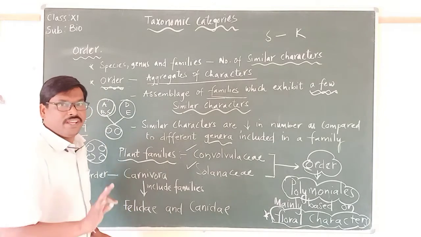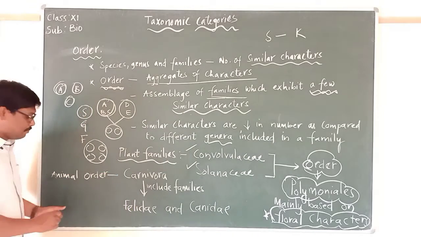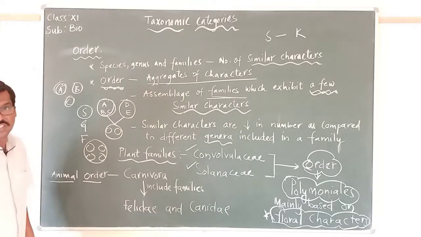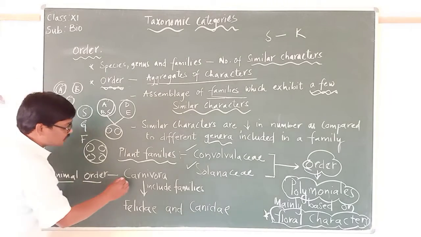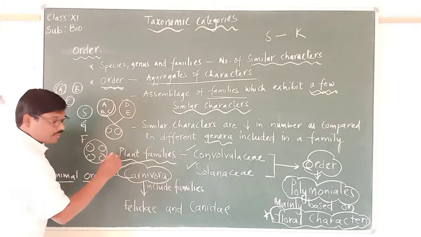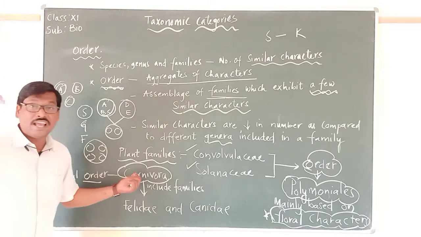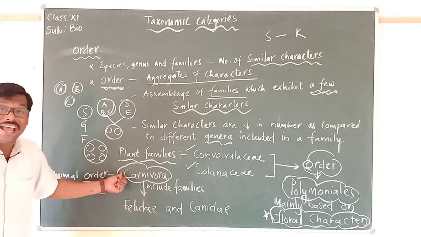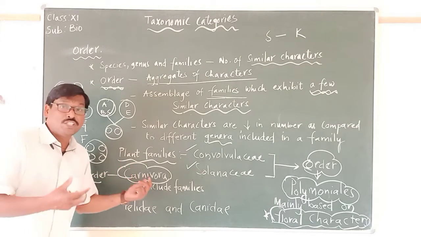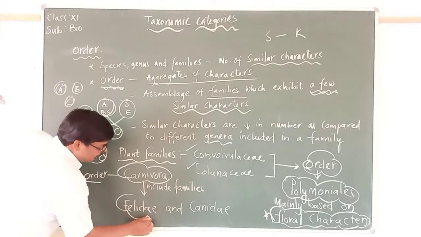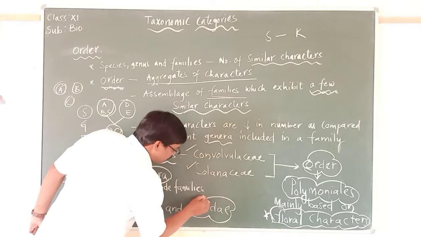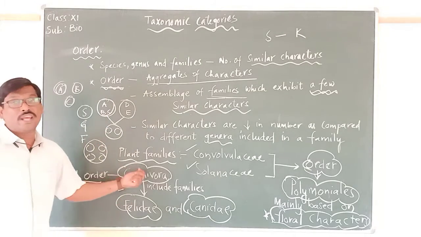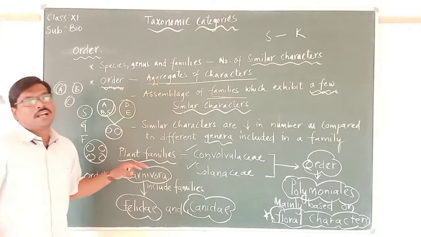In the same way, if you are looking at the animals, there is an order in the animals called as what? Carnivora. Okay, there is an order in the animals called as Carnivora. So here in this order called as Carnivora, there are families which are included known as what? Felidae and Canidae. Okay, Felidae and Canidae are the two families which are included in an order called as what?